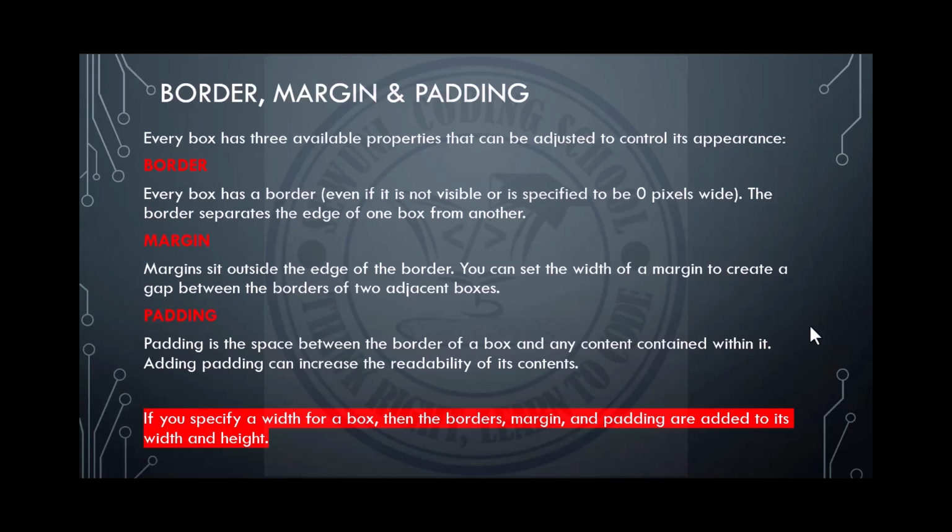And a border simply is the edge of one box from another. That's what we call a border. Now, if you specify a particular width for a box, then the borders, margins, and paddings are added to its width and height. To its width and then to its height.